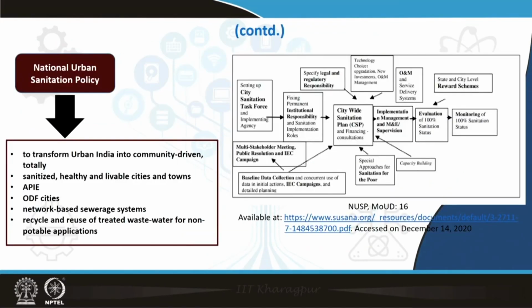So, then there is also this National Urban Sanitation Policy, another overlapping scheme or plan, and here you can see all these different details about how the implementation mechanism was devised and crafted. The whole idea in this National Urban Sanitation Policy is to transform urban India into a community driven, totally sanitized, healthy and livable cities and towns, by fostering API, and API means awareness, participation, involvement and engagement of the multiple actors and stakeholders. And for this, the cities had to be ODF, that is open defecation free cities, and network based sewerage systems have been encouraged in this particular policy. And also there is a whole lot of emphasis on recycle and reuse of treated wastewater for non potable applications.